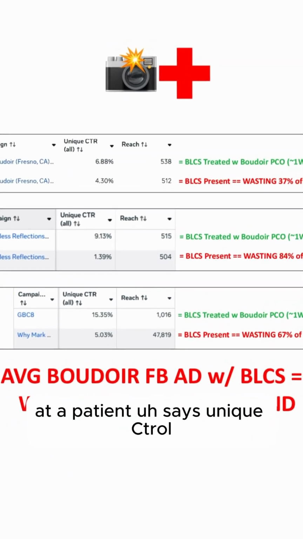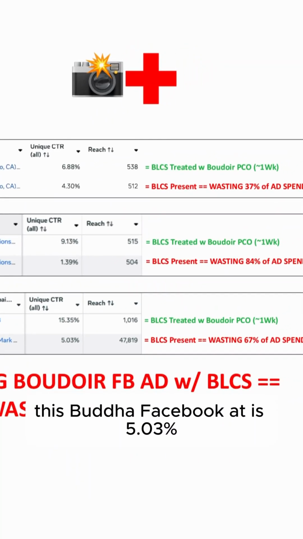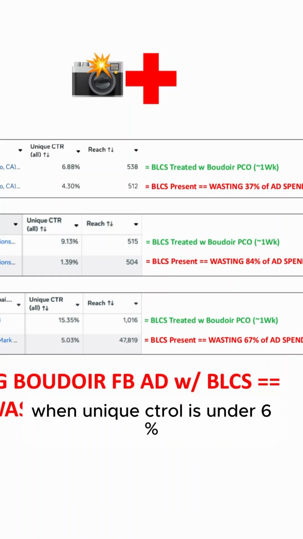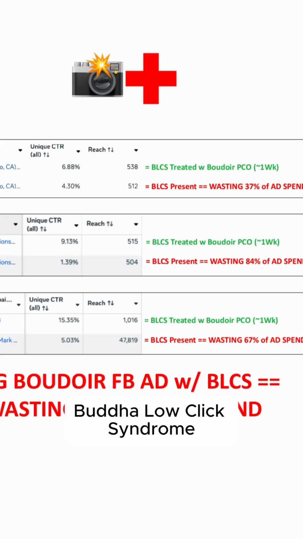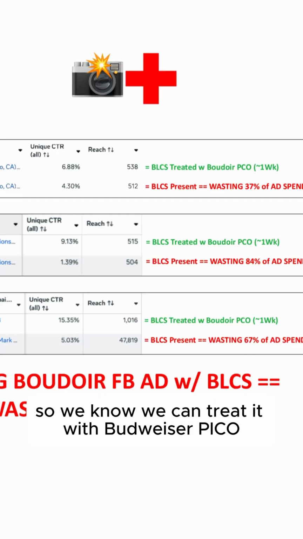Finally, I had a patient whose unique CTR on his Boudoir Facebook ad is 5.03%. When unique CTR is under 6%, that means BLCS is present, Boudoir low click syndrome. So we know we can treat it with Boudoir Pico. It takes about a week.